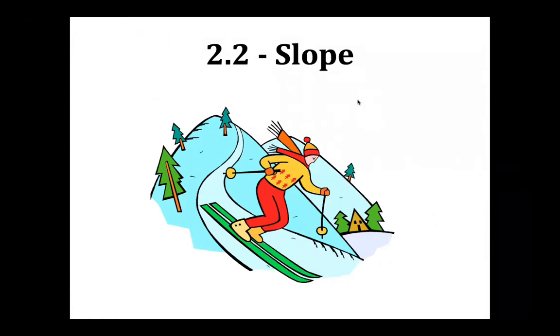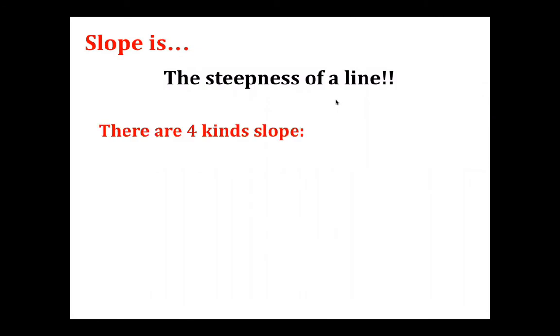We'll go ahead and be moving on to lesson 2.2, which is slope. So let's go ahead and first define what slope is. The slope is the steepness of a line. There are going to be 4 kinds of slope that you'll encounter.